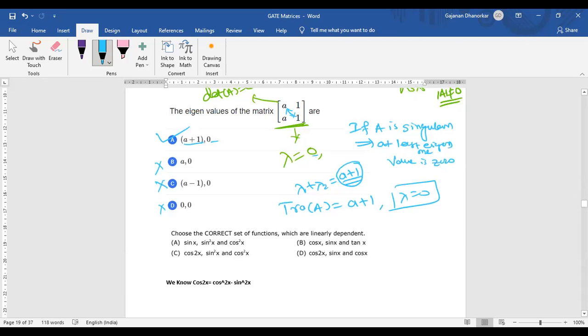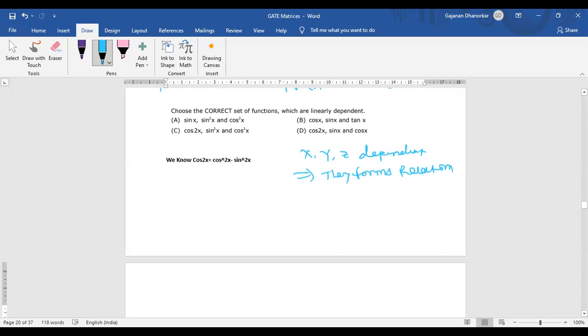Now suppose x, y, z are dependent, that is, they form a relation. A relation should be formed among the three vectors. Suppose there are any 3 vectors; if I form a relation among them, then we will get dependence here.